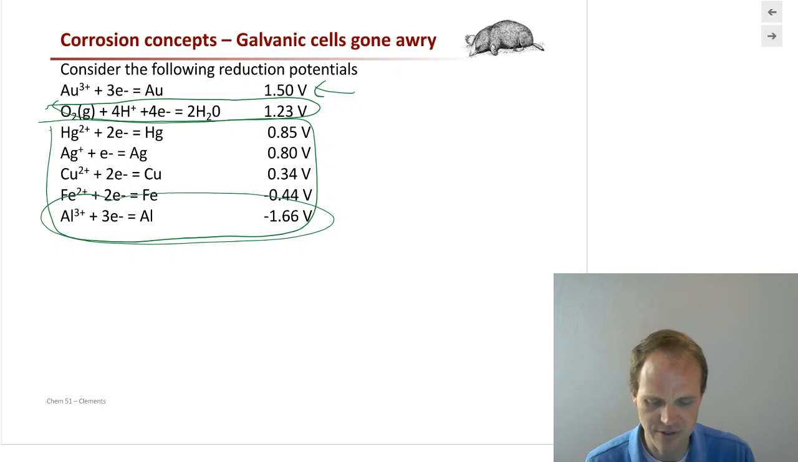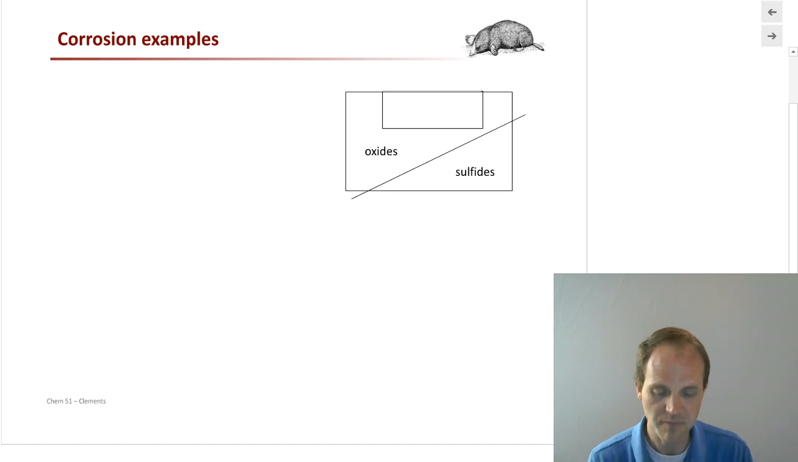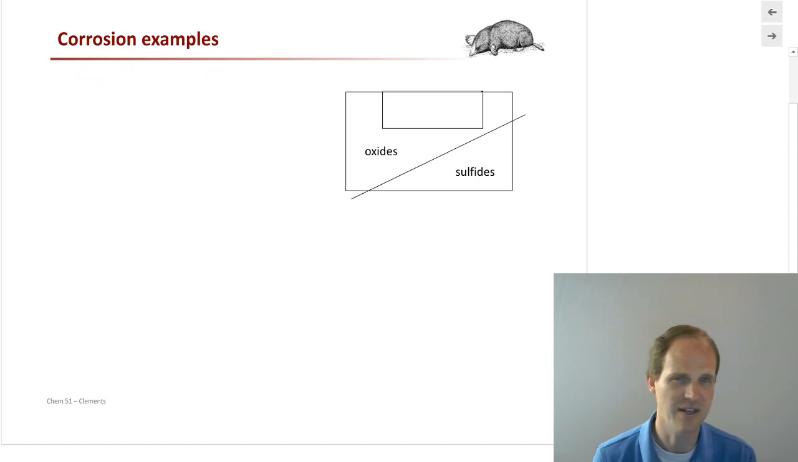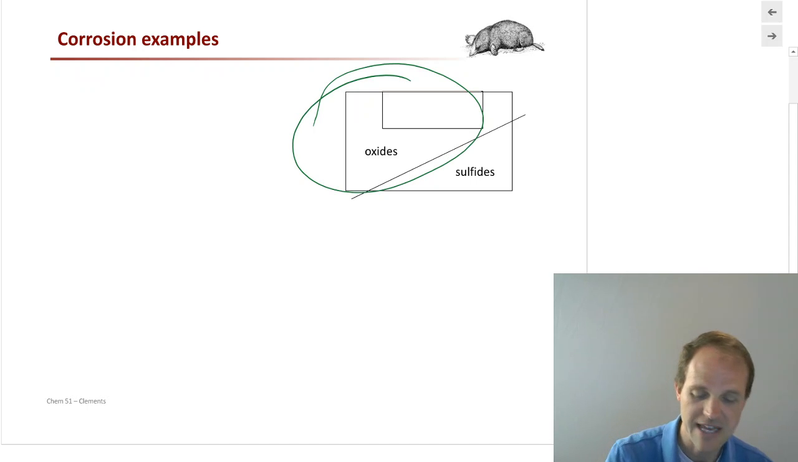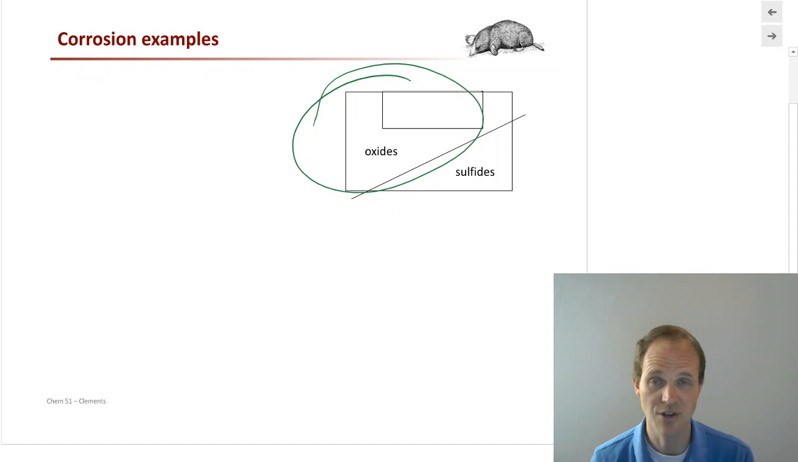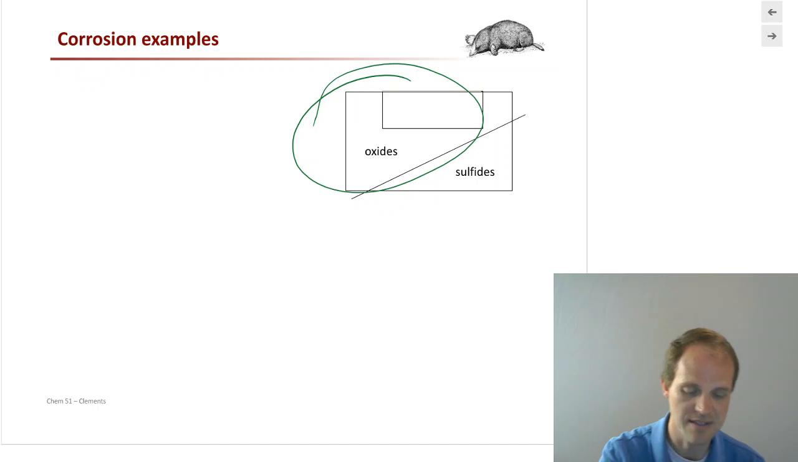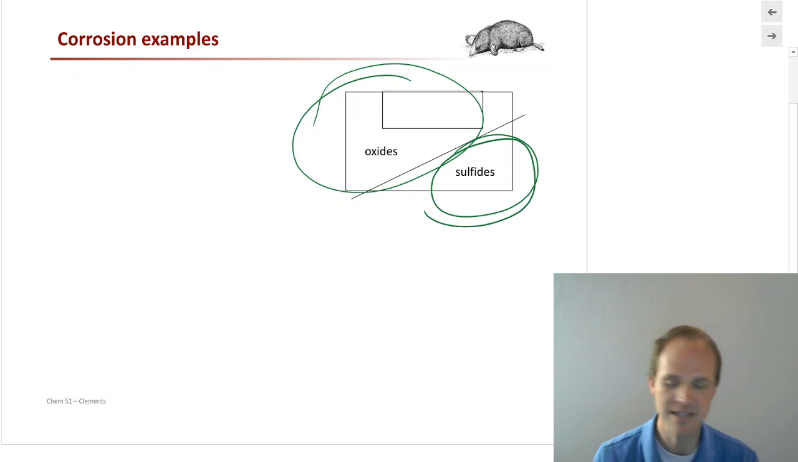Because look at that driving force, minus 1.66 volts as compared to 1.23 volts. That's a huge driving force. One interesting thing is if you break down the periodic table, you can see this almost periodic table shaped thing. The stuff over here on the top left tends to form oxides. So when you react it, it'll tend to form things like oxides, so iron oxide, copper oxide, other oxides. But down here on the lower right, it generally tends to form these sulfides.